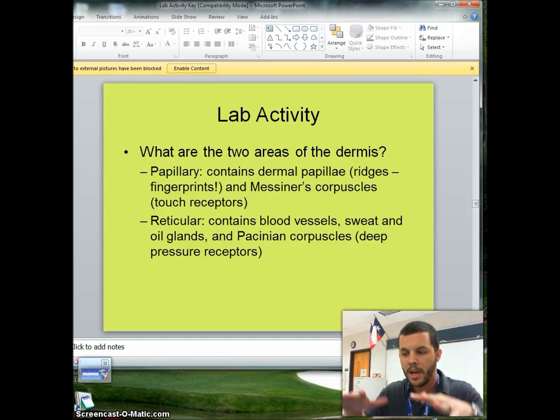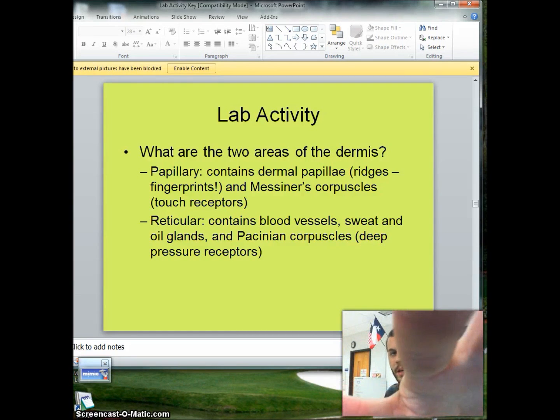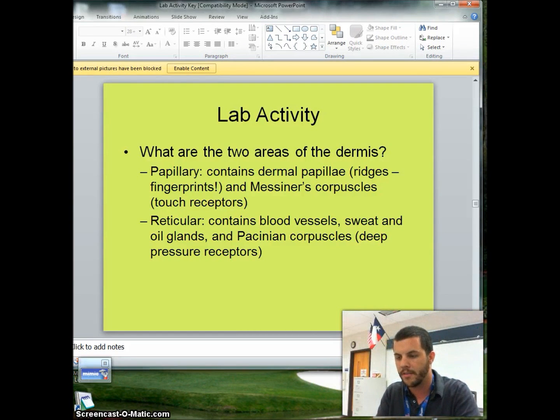Now, here's what I want you to do. I want you to take your hand and rub it lightly across something, okay? You can feel whatever you're rubbing across. Your Meissner's corpuscles are picking up that feeling, okay? Now, your reticular region is below the papillary region. It's going to contain blood vessels, sweat and oil glands, and Pacinian corpuscles.